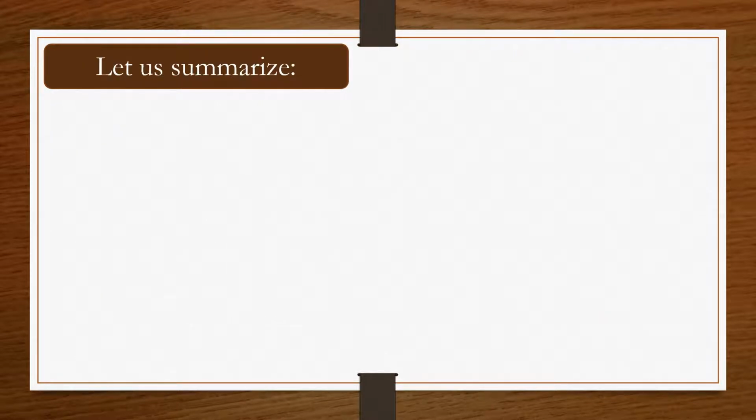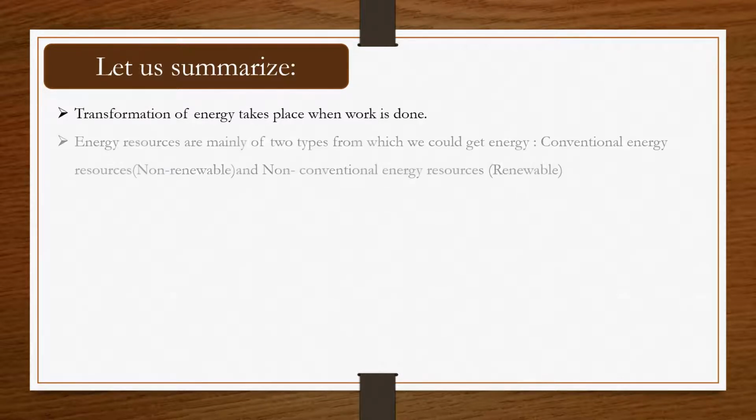Students, now this was the end of the chapter. Now let us summarize what we have learned. So we learned about transformation of energy, and transformation of energy takes place when work is done. Energy resources are mainly of two types from which we could get energy, that is conventional energy resources, also called non-renewable energy resources, and non-conventional resources, which are also called renewable energy resources.